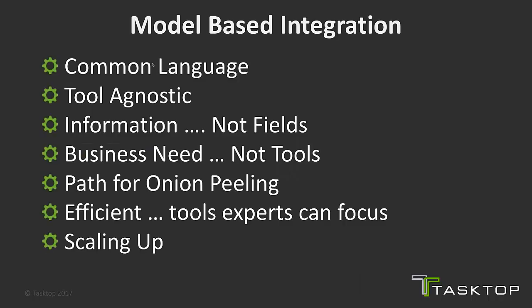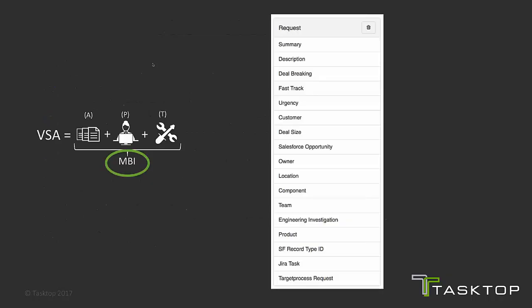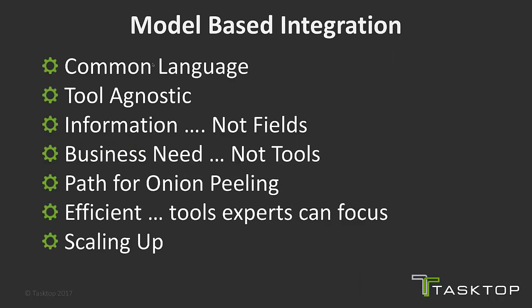And then it provides a path for onion peeling. And by that what I mean is that you don't need to start with a hugely sophisticated model that has 100 fields. In fact, oftentimes you should never have a model with that many fields. But you can start small, and in fact, I didn't take screenshots, but originally our request model started out probably with about 10 fields, 10 pieces of information, and has scaled up over the weeks as we've been working through this.